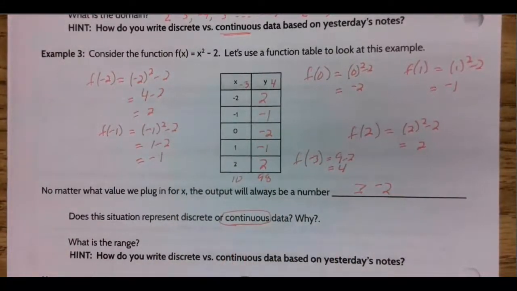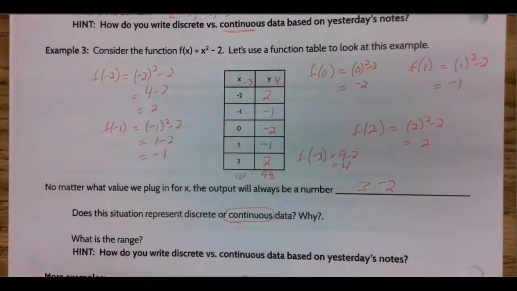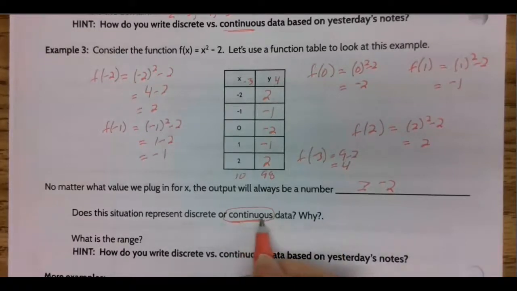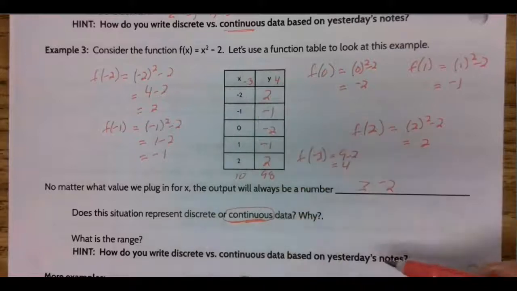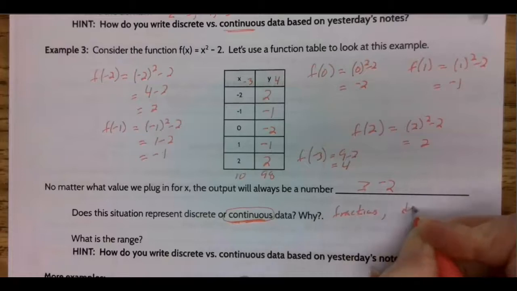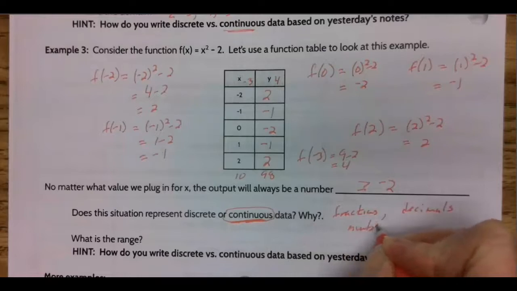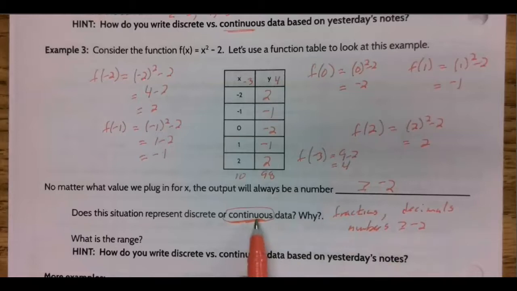One of the reasons that we know that it's continuous is because it can be written as a function, so it's not discrete. And also we know that we can graph any numbers greater than or equal to negative 2. We also know it's continuous because we can put fractions and decimals in. Fractions and decimals work. And because all of our numbers are greater than or equal to negative 2. But the main reason is because we can plug in anything and because we can write it as a function.